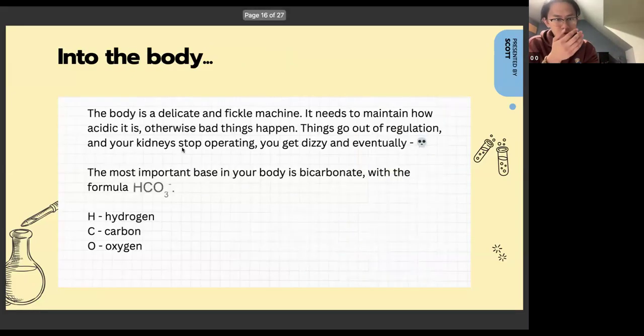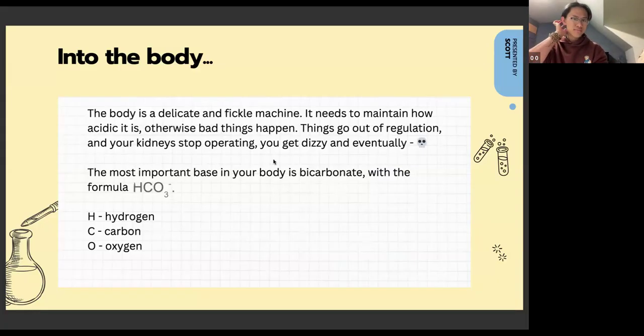Yeah. And so let's take this information into the body. Your body, specifically your blood, is very delicate and very fickle. It needs to maintain how acidic it is. Otherwise, basically, your kidneys stop operating. Your kidneys essentially are controllers of what's in your blood. They filter out any toxins, any bad things, and they also adjust how acidic your blood is with bicarbonate, the most important base in your body, as shown on the side here.